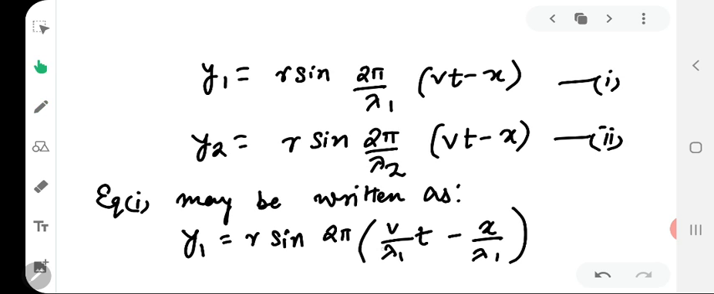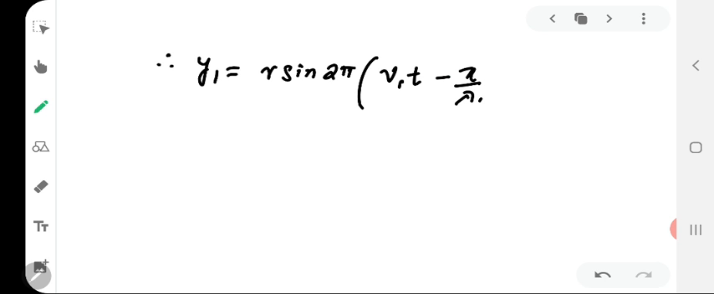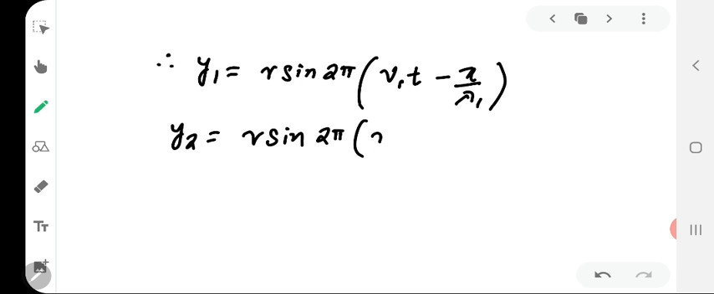Now as you can see, v by lambda 1 is actually nu 1. v by lambda gives us frequency, so v by lambda 1 will give us nu 1. So we may write down y1 to be equal to r sine 2 pi nu 1 t minus x by lambda 1, and similarly y2 as r sine 2 pi nu 2 t minus x by lambda 2.